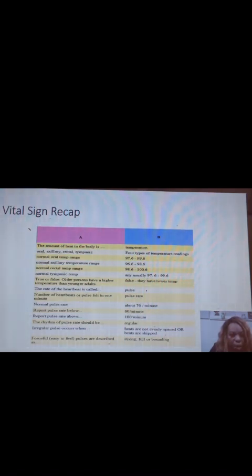The rate of the heartbeat is called the pulse. The number of heartbeats or pulse felt in 1 minute is the pulse rate. Your normal pulse rate is anywhere from 60 to 100. You want to report pulse rates that are below 60 and pulse rates that are above 100. The rhythm of the pulse should be regular. And an irregular pulse occurs when beats are not evenly spaced or they are skipped.